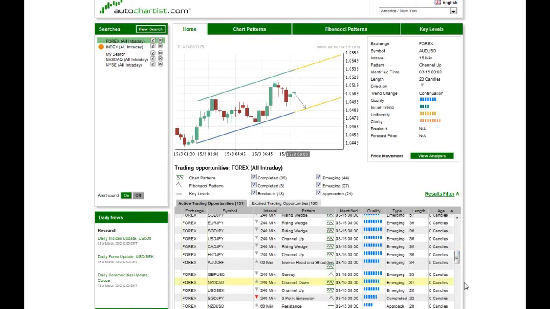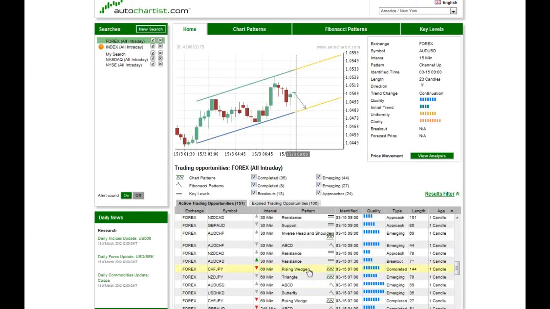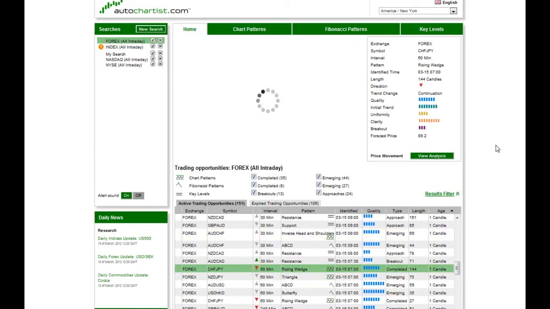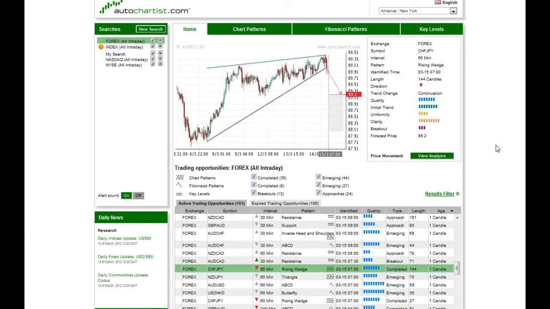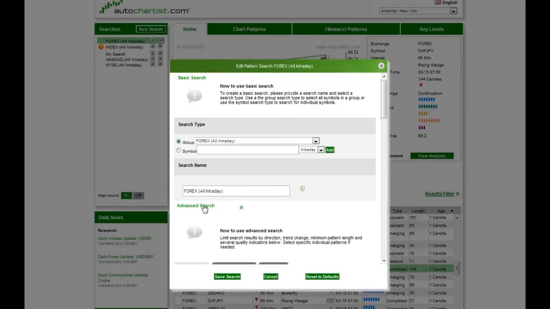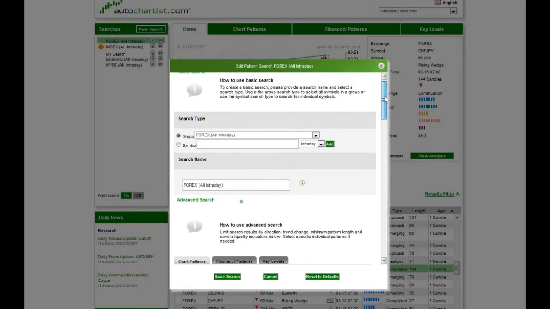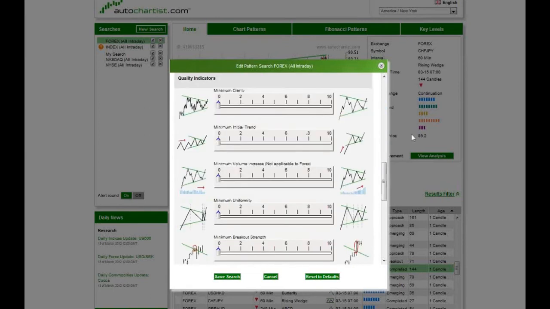Okay, so let's find an example. Just scrolling through some of my results over here. Okay, let's try and find an example. This is Swiss franc, Japanese yen. All right, and let's actually go into this. All right, so the best way for me to show you what the quality indicator is all about is if I actually open up the search screen, click in the advanced search tab, and scroll down to the quality indicator section. Now wait for all your screens to actually update before I carry on.